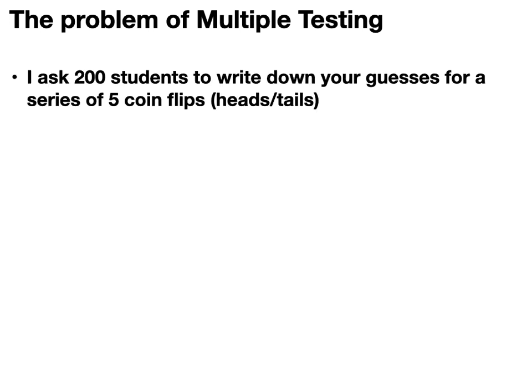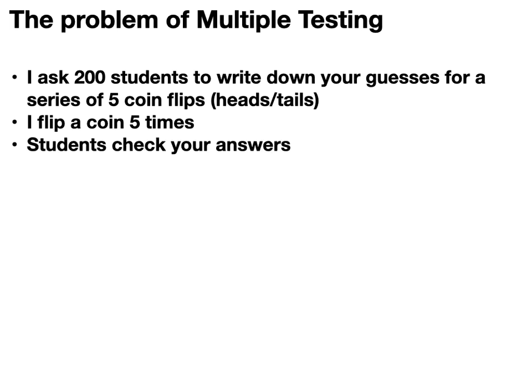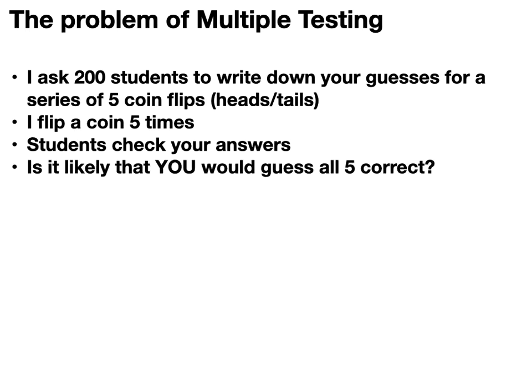Okay, so I want to start with this situation here. Imagine I ask 200 students in this class to guess a series of 5 coin flips in a row. So I'm going to flip a coin 5 times. Before I flip it, you're going to write down your guesses, and if you guess right, you'll get some big prize. And so I go ahead and I flip my coin 5 times, and we're going to check each student's answers against my coin flips and see who got it correctly. And so a question for you is, is it very likely that you would guess all 5 of the coin flips correctly? What do you think the probability is that you'd be able to do that?